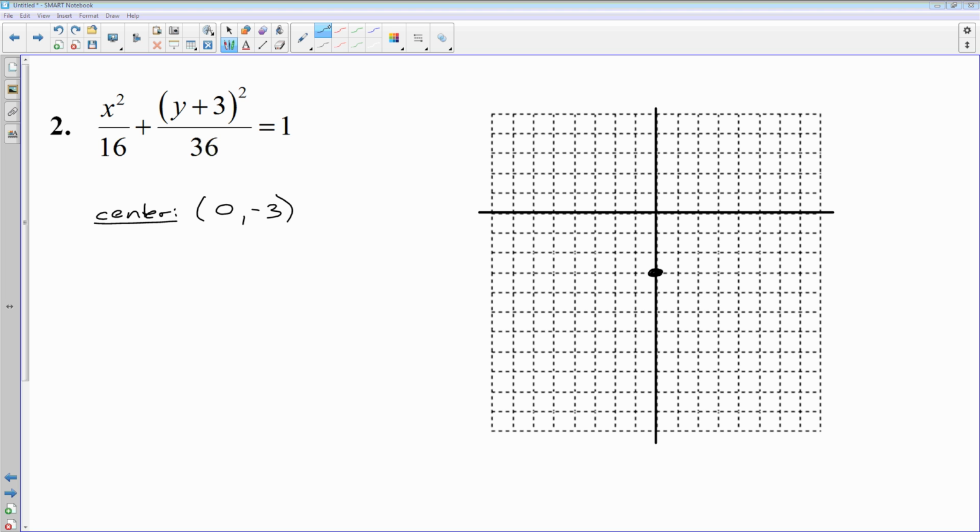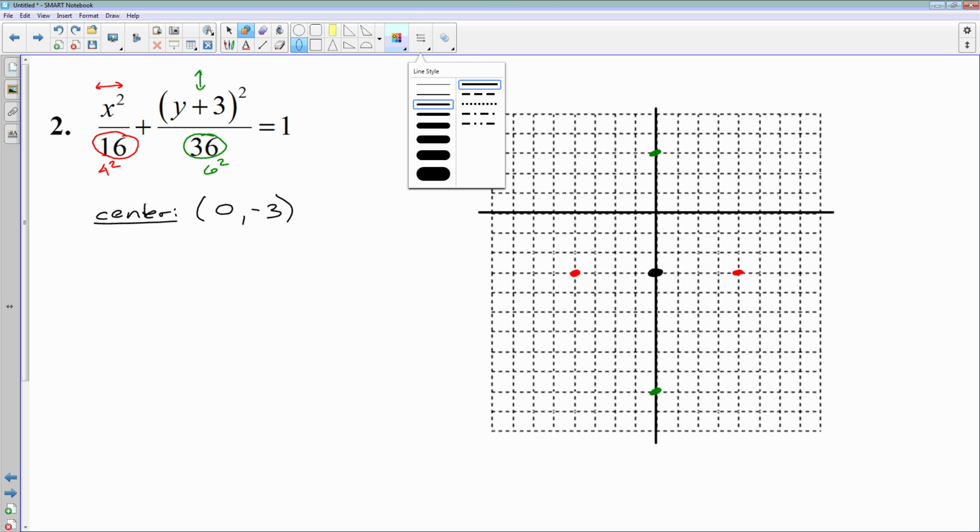And then I'll look under my x and my y. Under x, I see 16. 16 is 4 squared. Under my y, I see 36. 36 is 6 squared. Well, 4 is under my x. X-axis runs left and right. That means I'm going to go left and right 4 units. So right 4, and I'll go left 4. Under my y is a 6 squared. My y-axis goes up and down. So I will go up and down 6 units. So up 2, 3, 4, 5, 6. Down 2, 3, 4, 5, 6. And there are the points I needed to graph this ellipse.